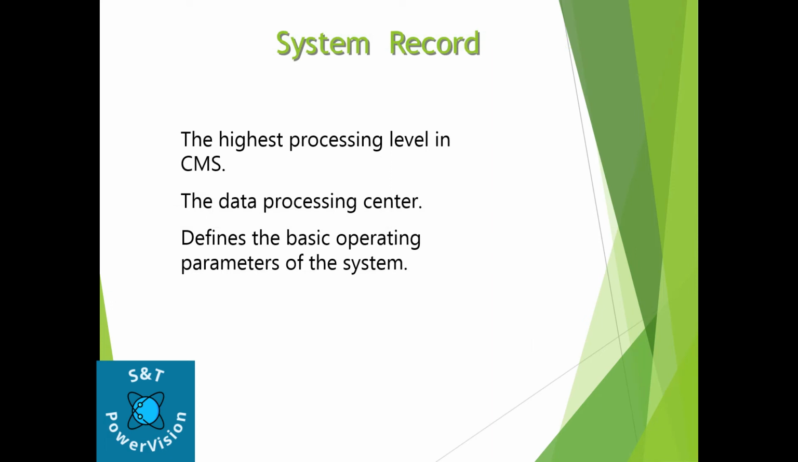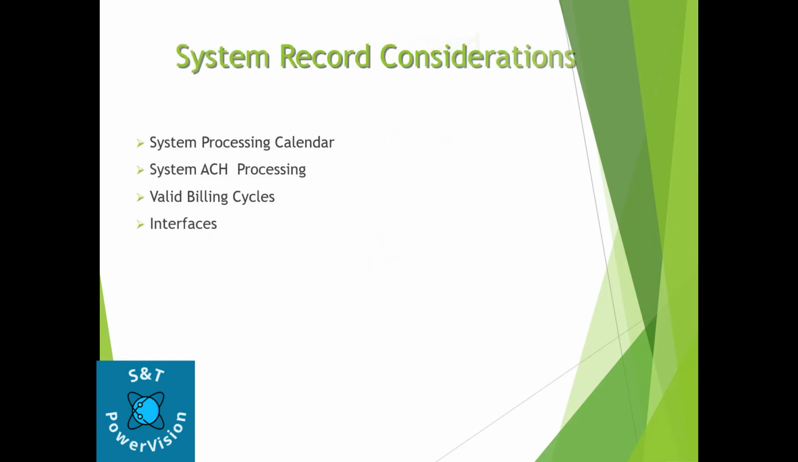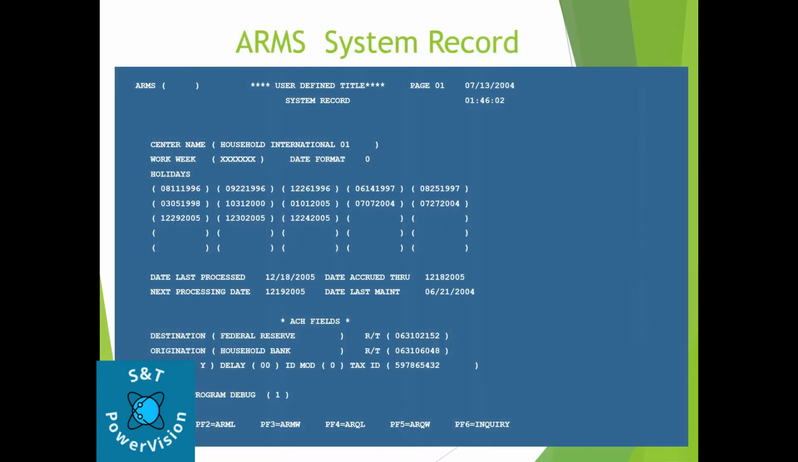Now, as I said, the system record is the highest processing level in the system. So now we will see what records it has. In the system, it defines system processing calendar, system ACH processing, valid billing cycle date, and interface. So let's see some of those records in detail here. The online screen for the system level record is ARMS.